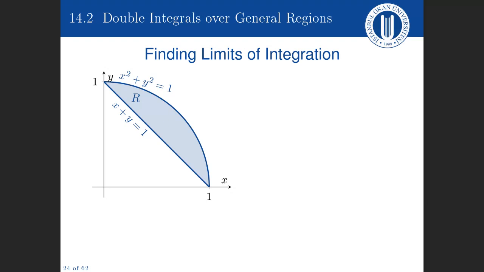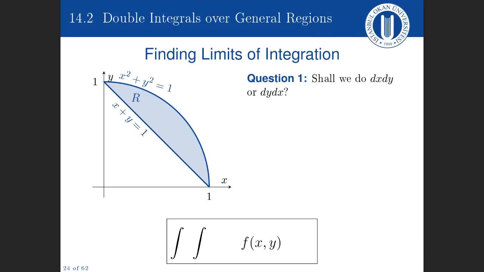Let's talk more about finding the limits of integration. Let's find the limits of integration over this region R. It's bounded by the circle, x squared plus y squared equal to 1, and the line x plus y equal to 1. The first question we should ask ourselves is, do we want to do the integral with dx dy or dy dx? First, let's try doing it dy dx. The answer will be at the bottom. I'm going to fill in the information as we get there.